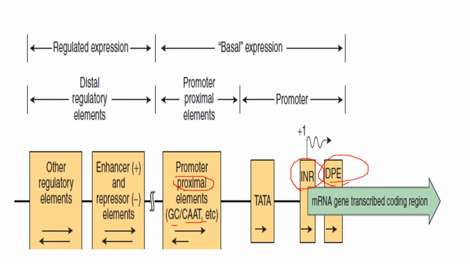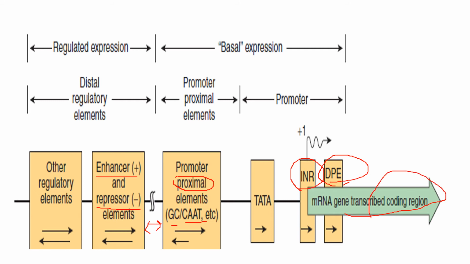The other elements may be enhancers, which after binding with activators can promote the transcriptional process. Or the repressor elements. Repressors are also nucleotide sequences. Whenever they bind with the specific proteins specified for these repressor elements, they may repress the gene transcription. So enhancers and repressor elements are present thousands of base pairs from the transcription start site.